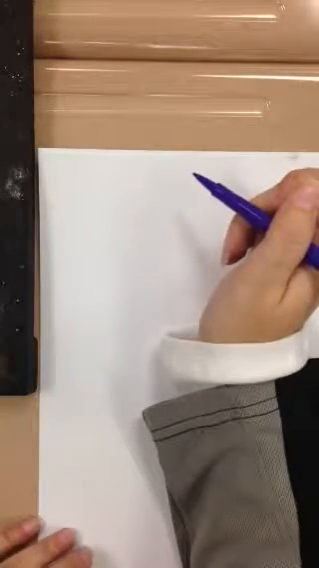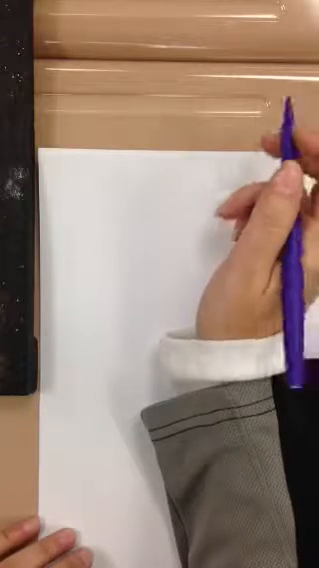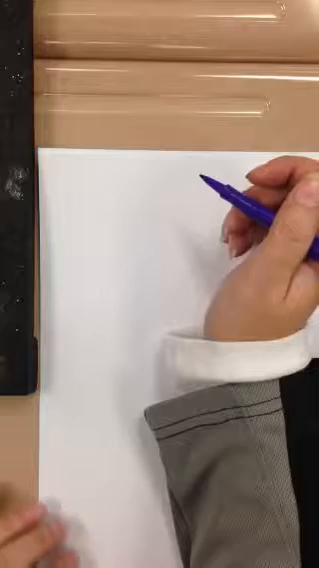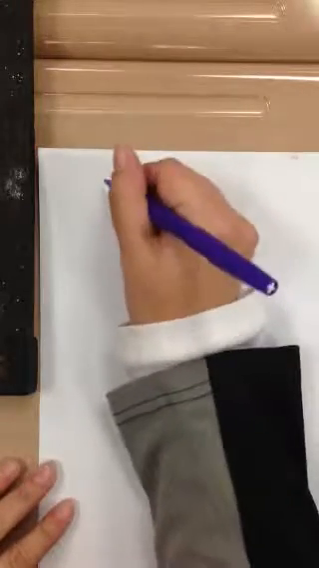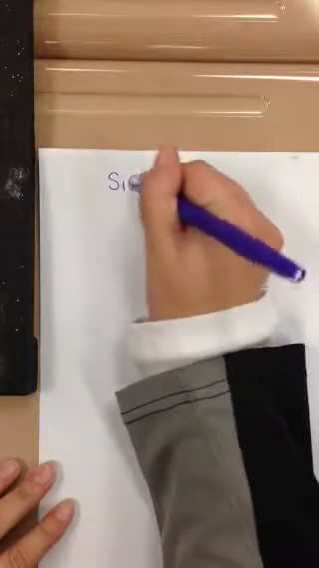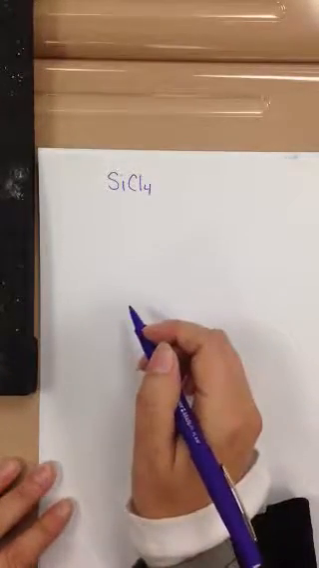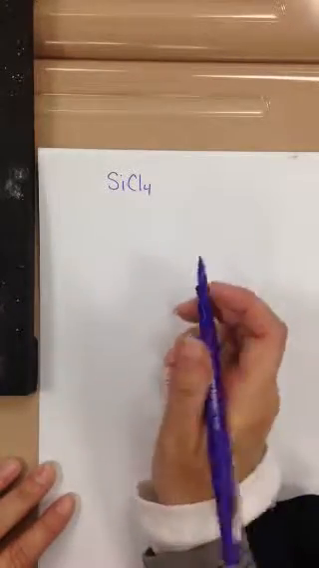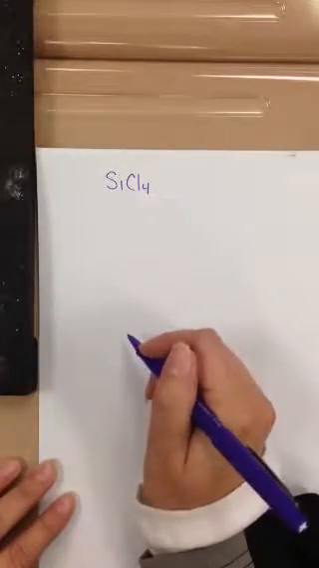Hi ladies and gentlemen, today we're going to do some drawings with shape, polarity, and hybridization. The first thing that will happen is you're going to be given a compound. In this case we're going to start with SiCl4. In order to figure out what the shape is, whether it's polar, and the hybridization, the first thing you have to do is draw the Lewis structure.